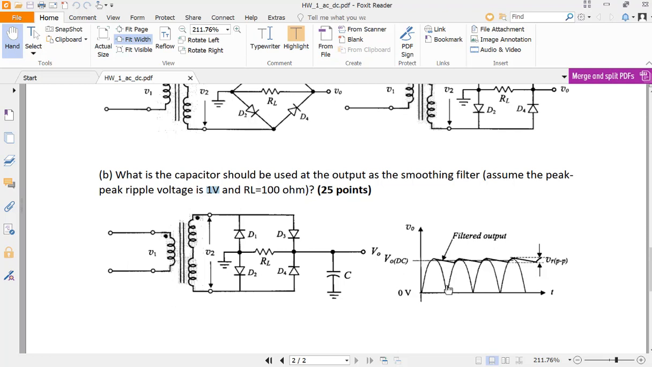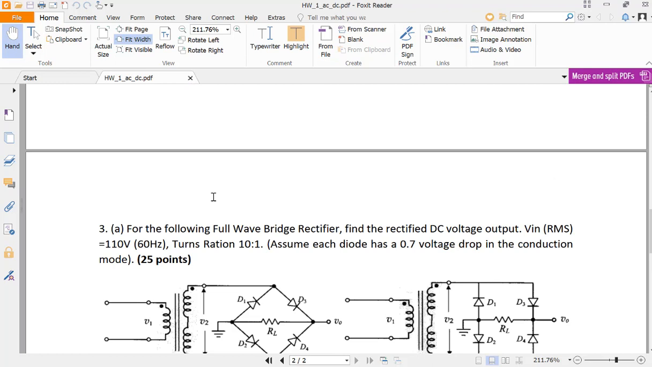And ripple voltage is given, so what is I load? I load is IAV. You need to calculate VAV first, and use VAV over RL. That's it. So you get IAV on the top, and over FV equals C. All right.